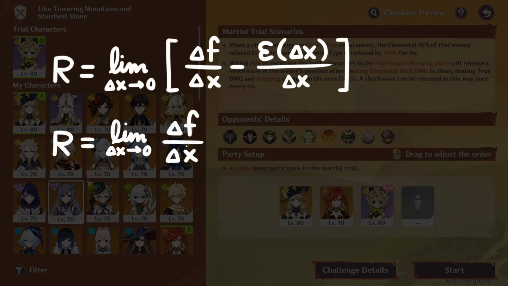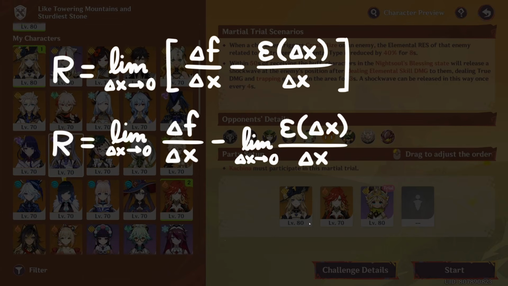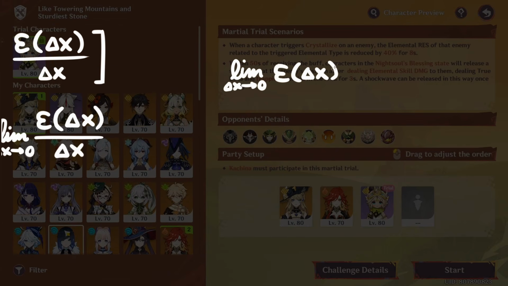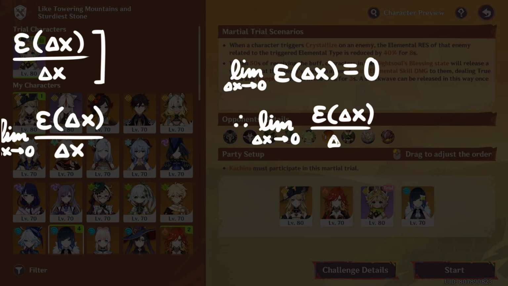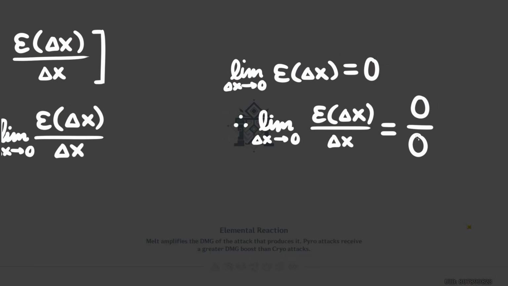However, we have a small problem. For the term with the epsilon, we should expect that as delta x goes to 0, both the numerator and denominator go to 0. So once again, this gives us an indeterminate, and epsilon of delta x may have an equation that cannot be simplified. So what do we do?